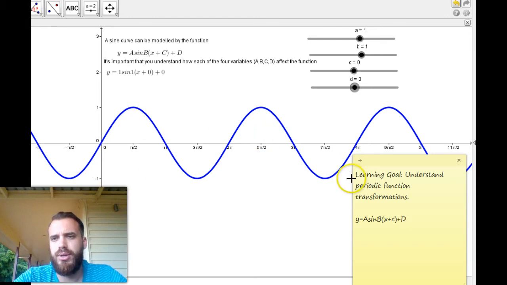Okay, so in this video, again, our learning goal is to understand periodic function transformations. This is the second video we've done on this. You should remember from our last video that this is a sine function.